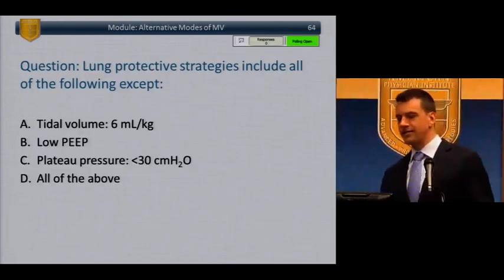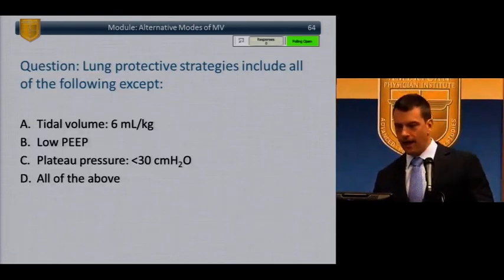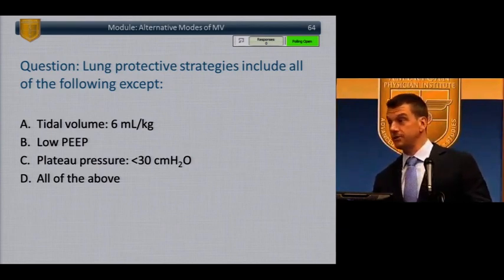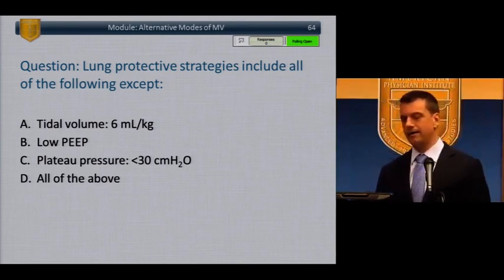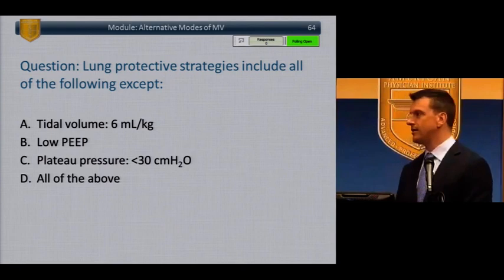Lung protective strategies include all of the following except: A, tidal volume of 6 cc's per kilo; B, low PEEP; C, plateau pressure of less than 30 centimeters of water; or D, all of the above.